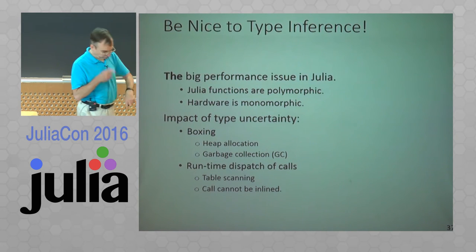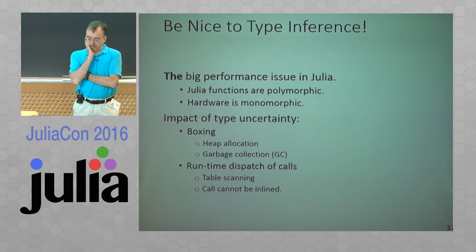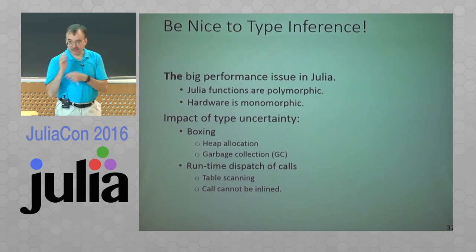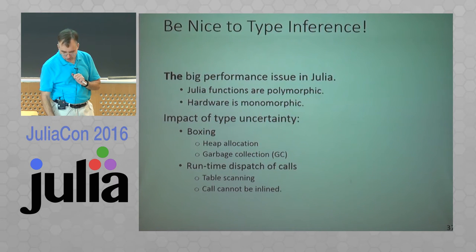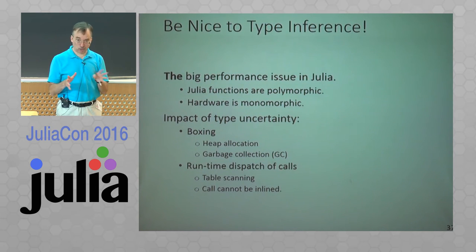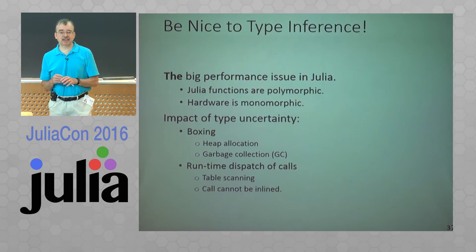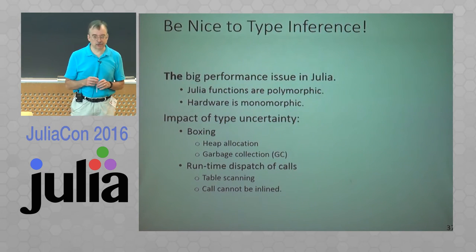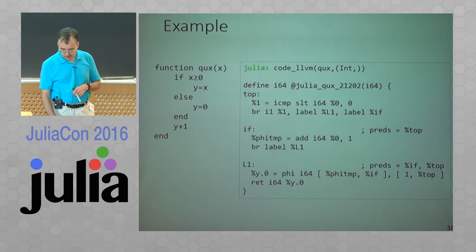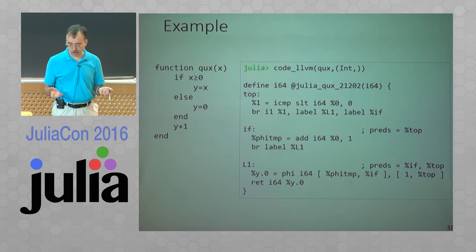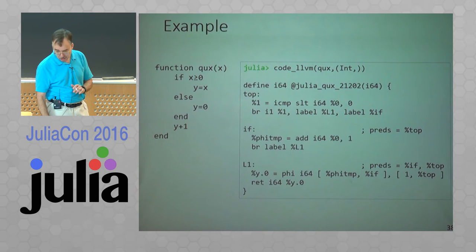So the important thing is to be nice to type inference. It is the big performance problem. Julia functions, by default, are polymorphic. They work on many different shapes of data. Hardware, at least most modern hardware, is monomorphic. Anybody else work on a Burroughs stack machine? They actually had hardware that was sort of lightly polymorphic. And when the types are uncertain, the compiler has to box them, and the boxing causes heap allocation, requires garbage collection, runtime dispatch, and stops inlining of calls. It slows things down.